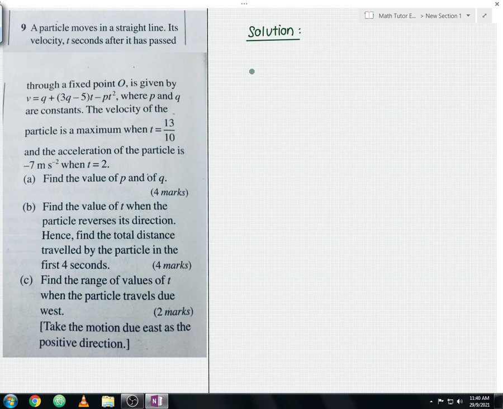Now I'll be discussing Form 5 Additional Mathematics, Chapter 8 Kinematics in a Straight Line, Long Question Example 4.